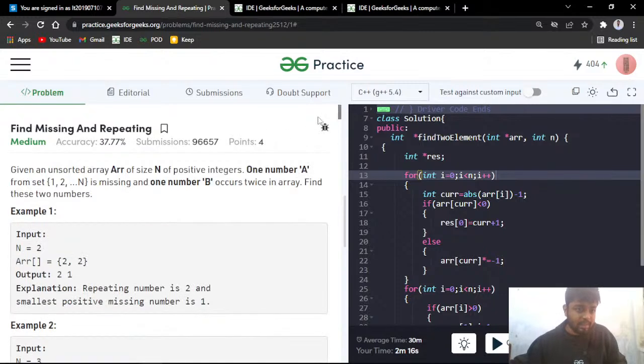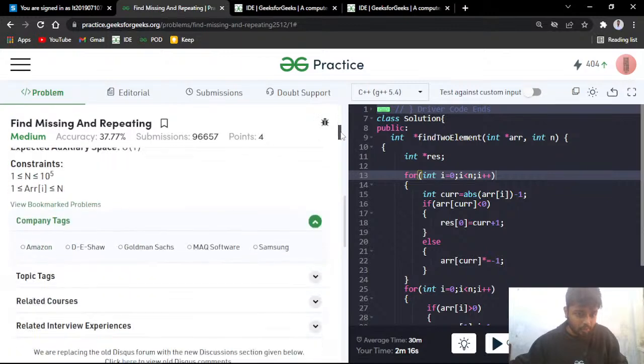Today in this video we'll be discussing the problem: find the missing and repeating number in the given array. This particular problem has been asked in a lot of organizations, like Amazon, Goldman Sachs, Samsung, and a lot of other companies have also asked this question.